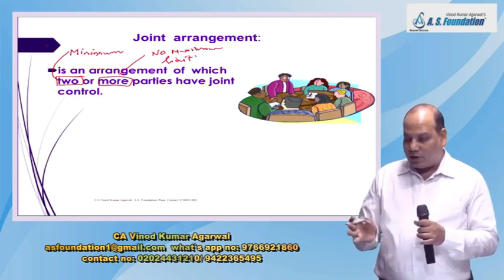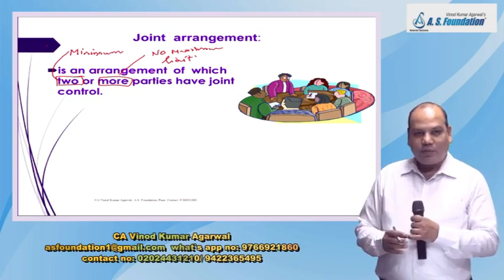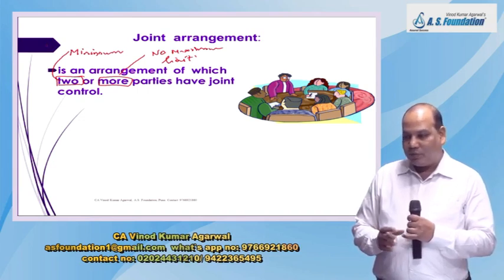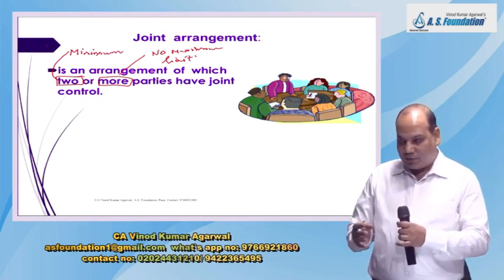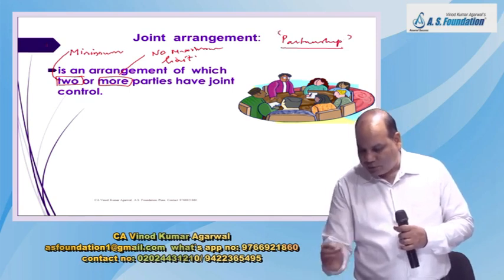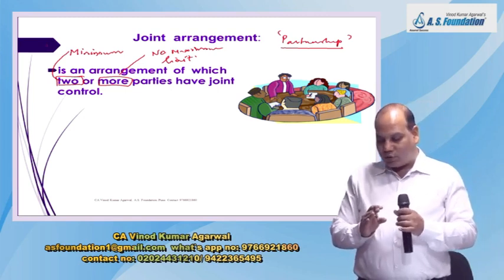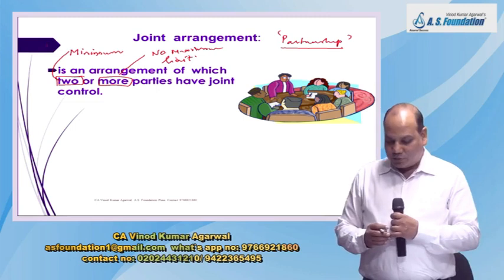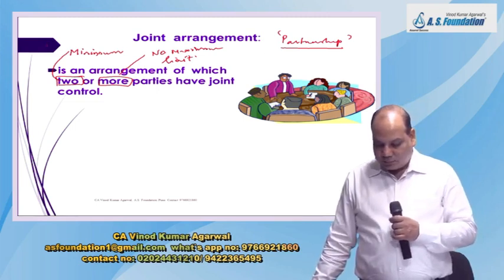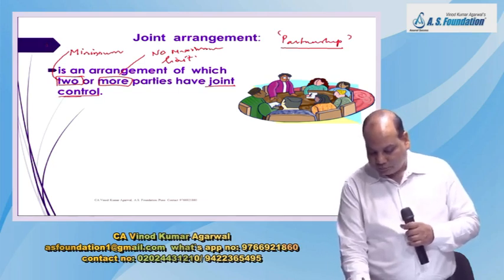The limit will be defined by the law of that country. Like for example in India, the Partnership Act. How many partners can there be? 50 partners. So that is an upper limit. So partnership is nothing but a form of joint arrangement, but this chapter avoids using the word partnership. It uses the word joint arrangement, but you can say a joint arrangement is like a partnership. It is an arrangement of which two or more parties have joint control.